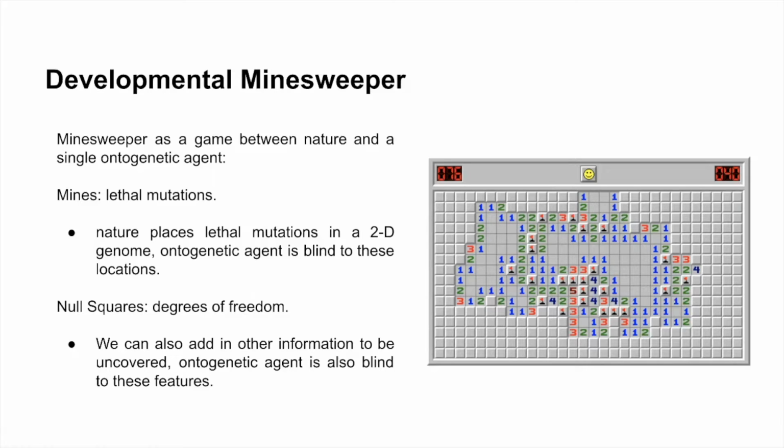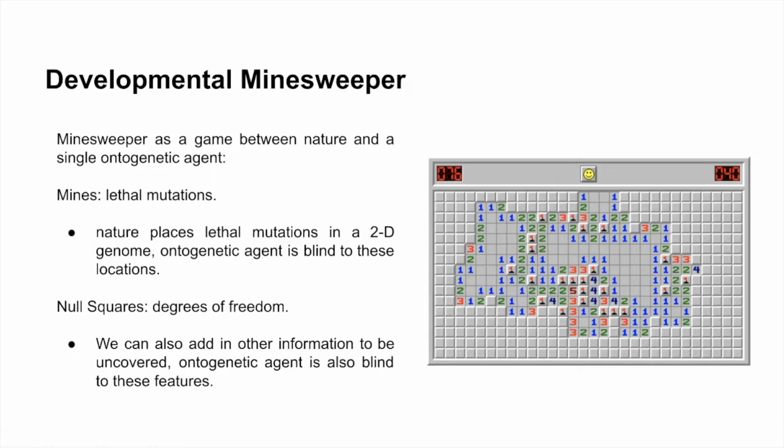And so the idea is these are generated by random processes, and the agent has to predict where there's not a lethal mutation, but it has no information as to what's a lethal mutation. So that's the idea here. And so these null squares, it's interesting because this game has a fairly high set of degrees of freedom. So it's actually a fairly large search space.